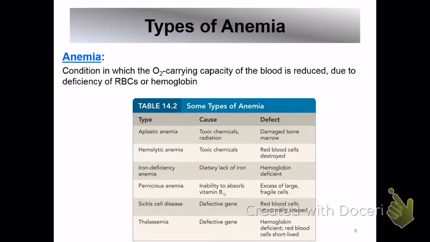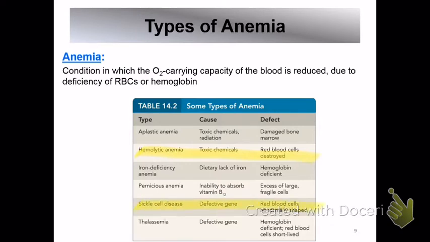Okay, types of anemia. Read over all these. You want to probably make a card for each one. But two you want to pay really close attention to. The first one is hemolytic anemia. Toxic chemicals. Red blood cells are destroyed.